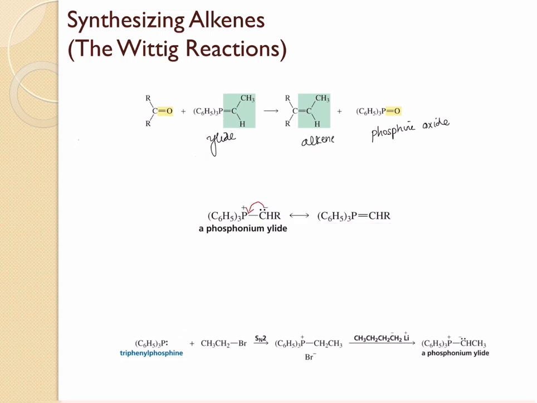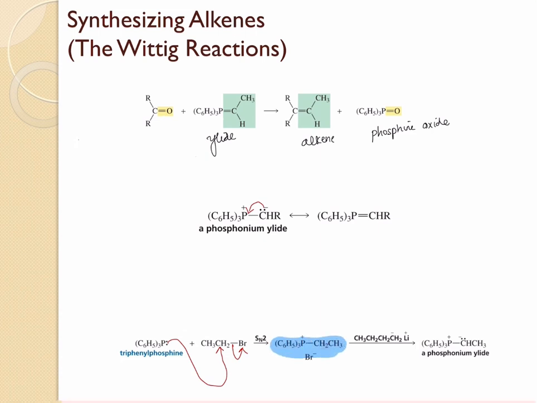Ylides can be prepared through an SN2 reaction between triphenylphosphine and alkyl halide. You need to make sure that you have the required number of carbons in the alkyl halide. So triphenylphosphine will now act as a nucleophile, attacking this electrophilic carbon, thrusting the leaving group out, and this is going to result in an intermediate. So here is the intermediate.